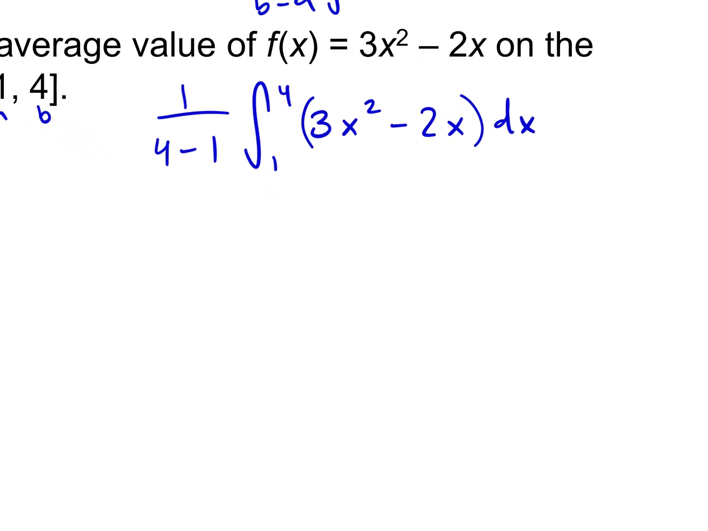There are different ways you can do this. If you want to simplify the fraction out front, just keep in mind that you're going to multiply your answer by 1/3. You can do it that way. I'm going to do both steps at the same time. So next I'm going to take our integral. When I add 1 to my exponent and divide by 3, we get x cubed. And then when I add 1 to my other exponent, it would be x squared. So minus x squared. And then we're finding this from 1 to 4.